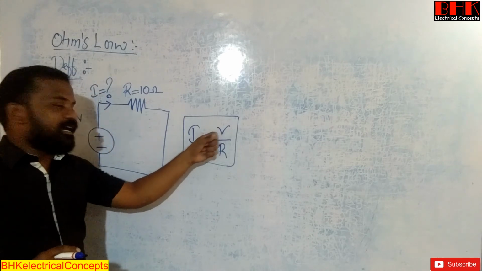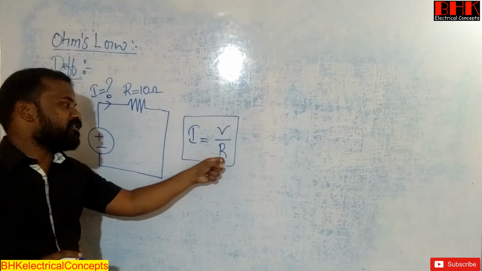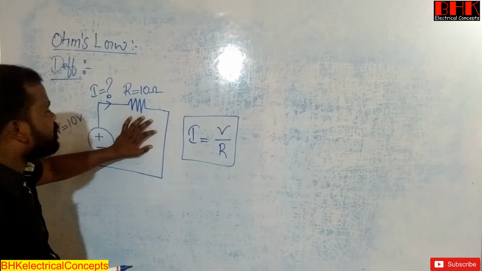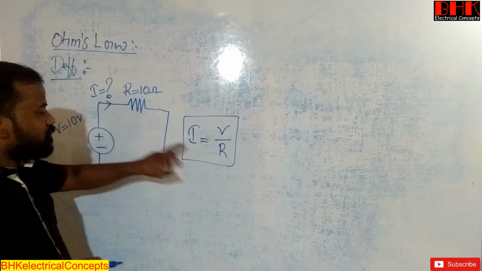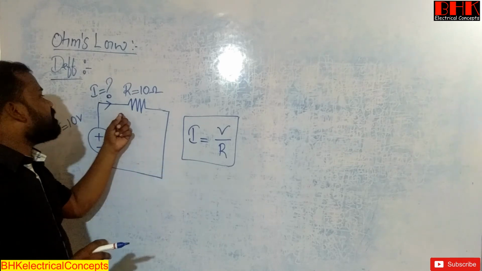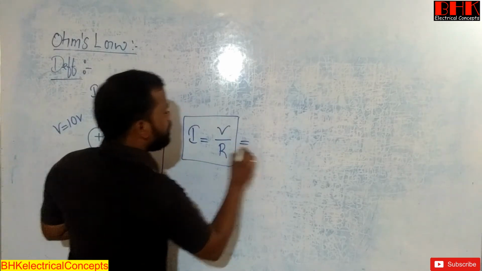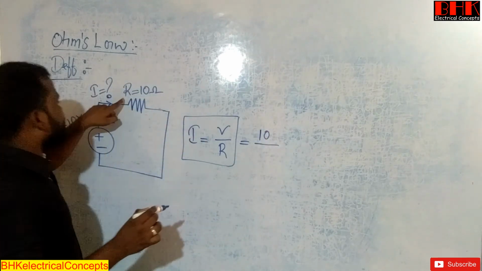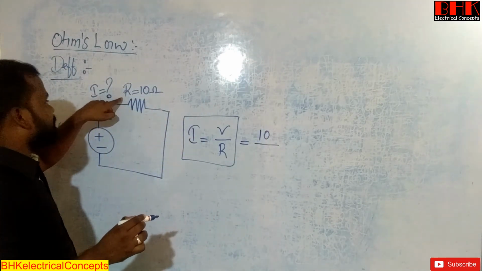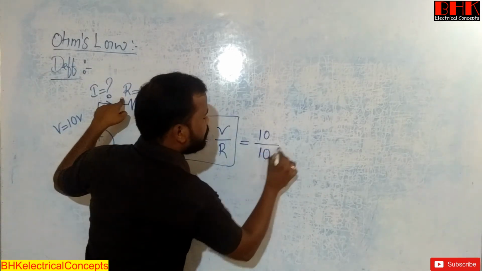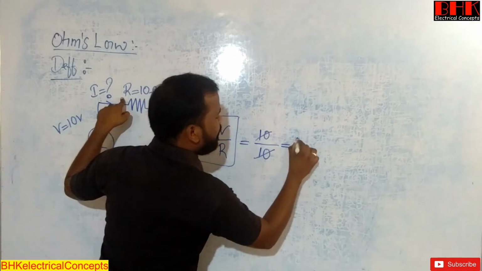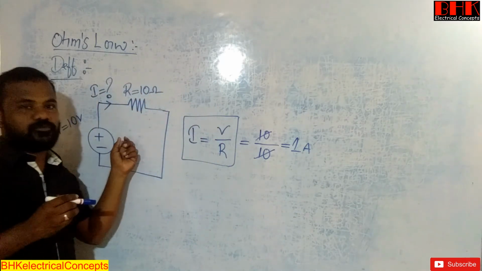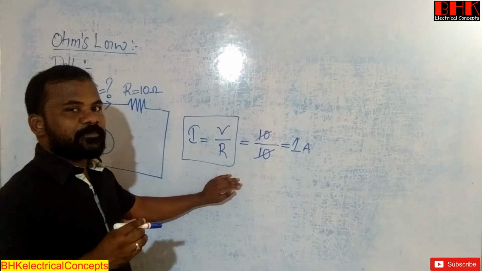With the applied voltage, current will flow through the resistance R. To find the current value in this circuit, we use this formula: I is equal to V by R. We know the applied voltage is 10 volts, divided by the resistance R equal to 10 ohms. So we can say that 1 ampere of current will flow in the circuit. This is the theoretical procedure.